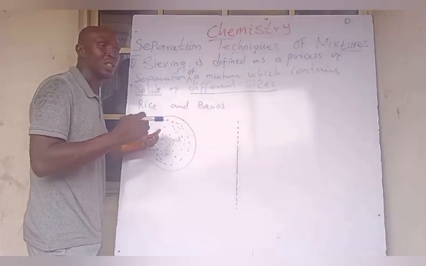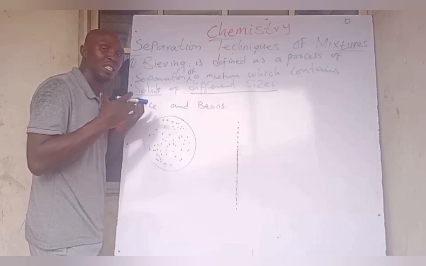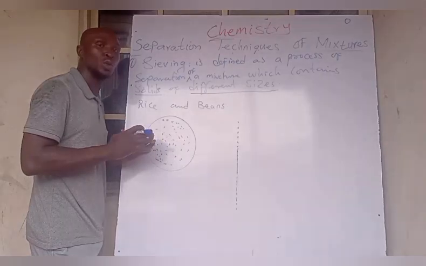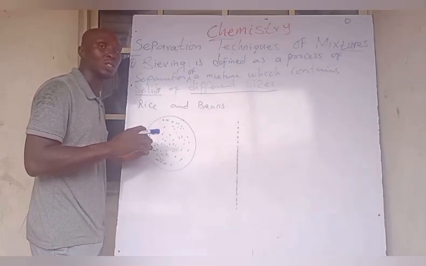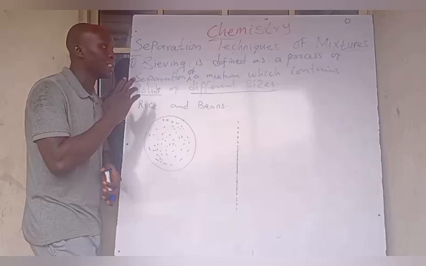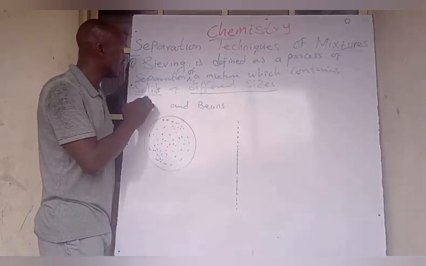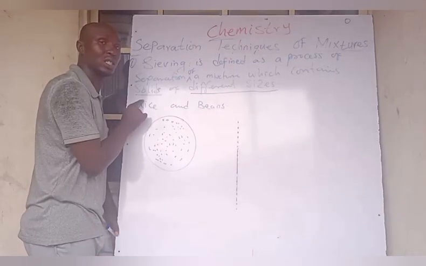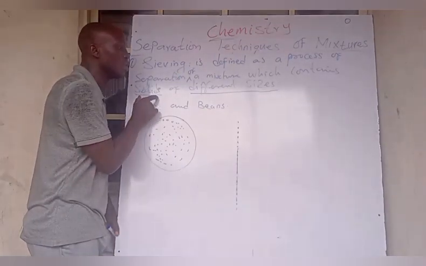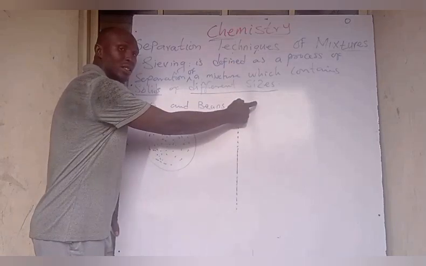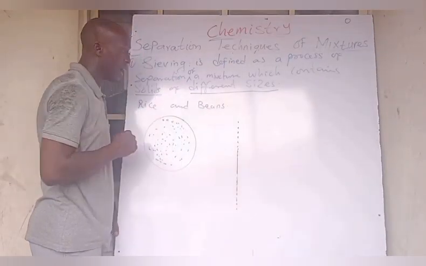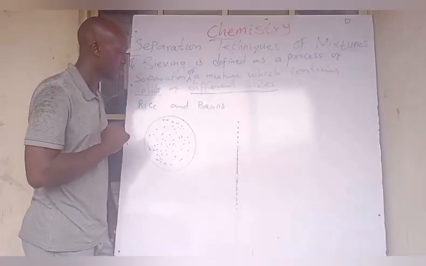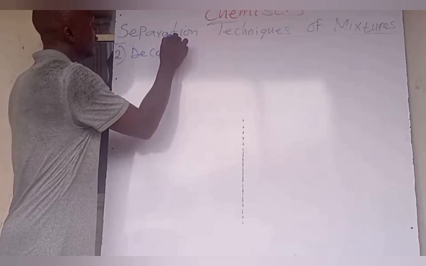In Africa, especially in Nigeria, they use this method of sieving to separate garri in the garri industry. Like I said, the key point for sieving is, number one, the mixture must contain only solids, and these solids must be of different sizes. I hope that is clear. So let's go to the second method of separation techniques: decantation.